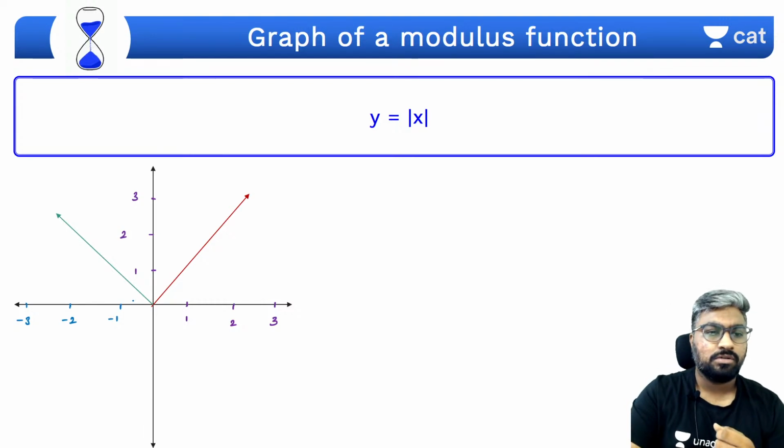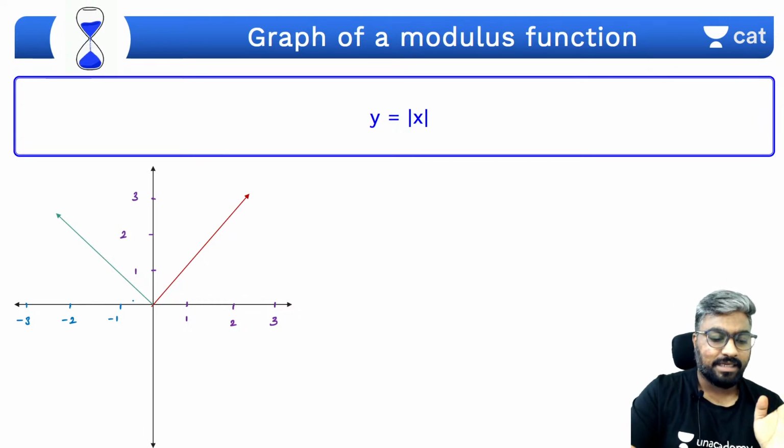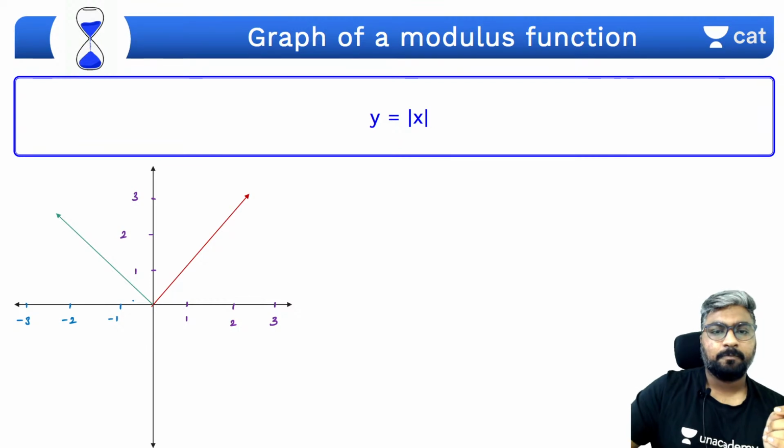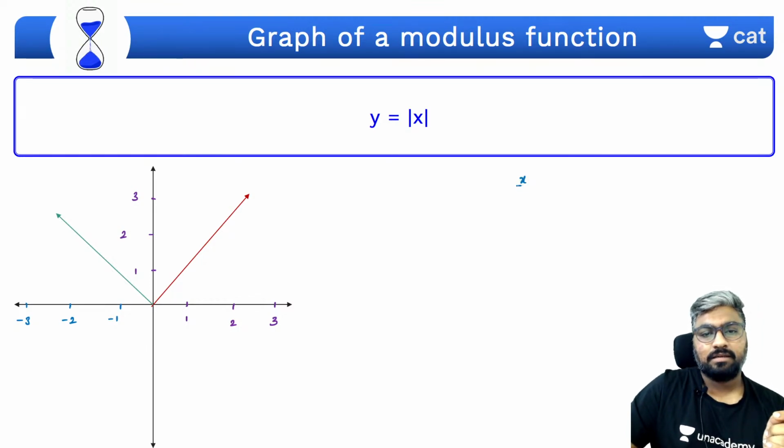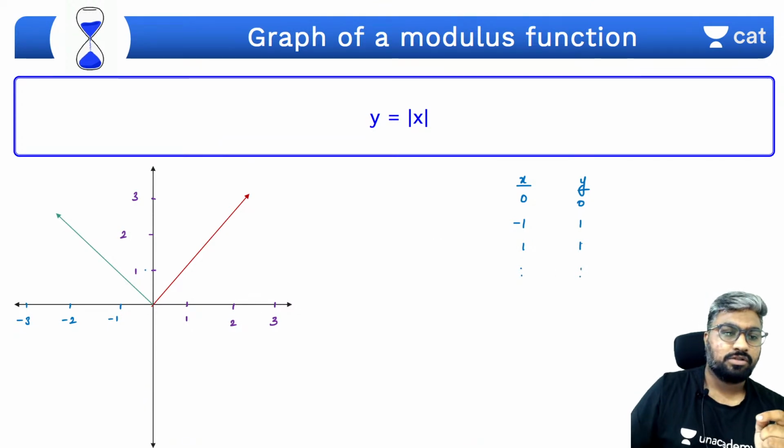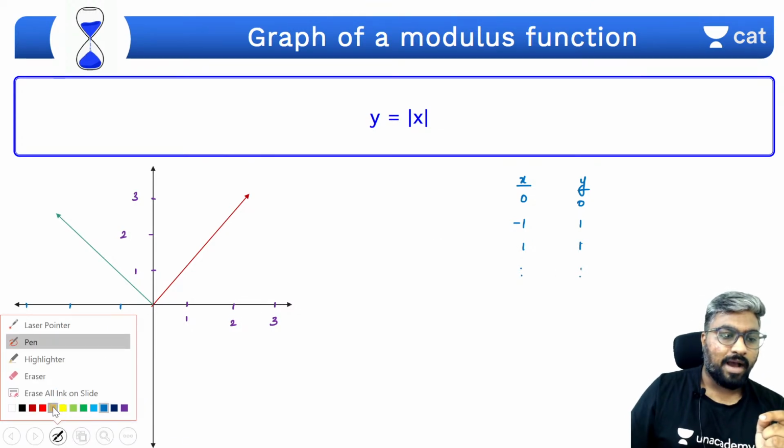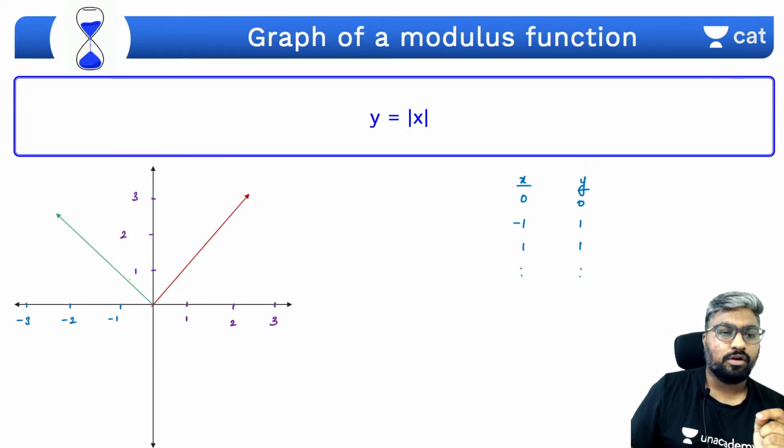Y is equal to modulus x का ग्राफ ऐसा लगेगा आपको. ठीक है, when x is 0, y is 0, when x is -1, y is 1, when x is 1, y is 1, and so on. So if you notice, y has the same value for two possible values of x.